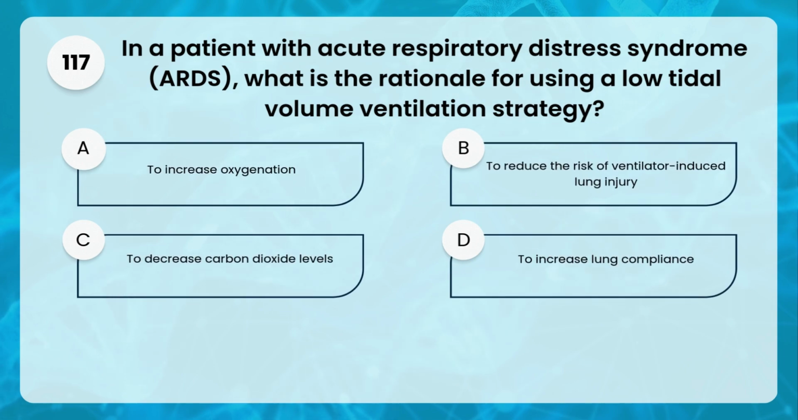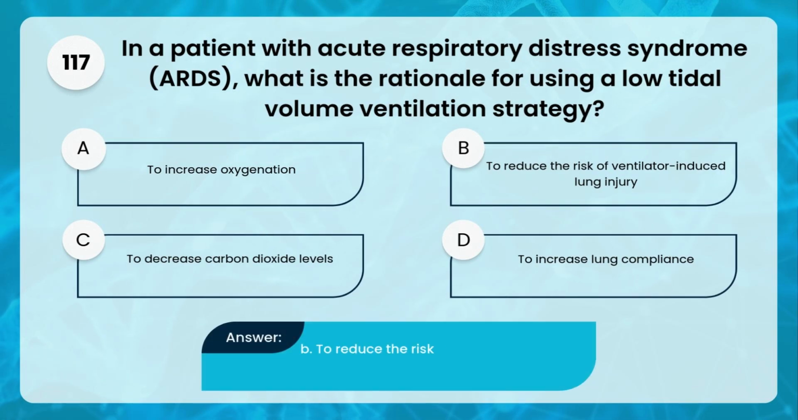117. In a patient with acute respiratory distress syndrome, ARDS, what is the rationale for using a low tidal volume ventilation strategy? A. To increase oxygenation. B. To reduce the risk of ventilator-induced lung injury. C. To decrease carbon dioxide levels. Or D. To increase lung compliance. The answer is B. To reduce the risk of ventilator-induced lung injury.